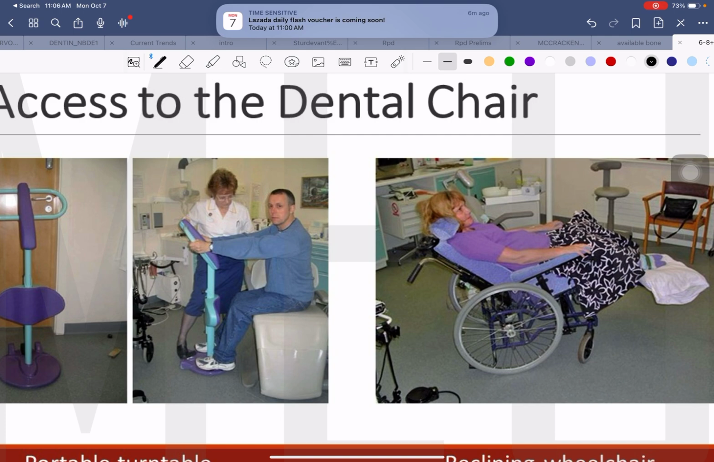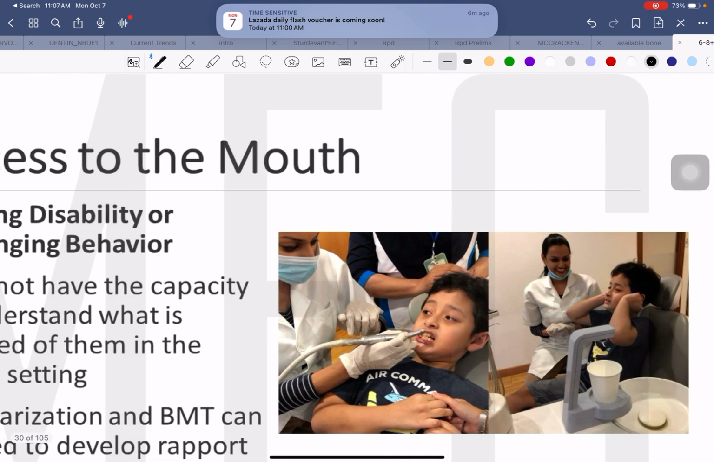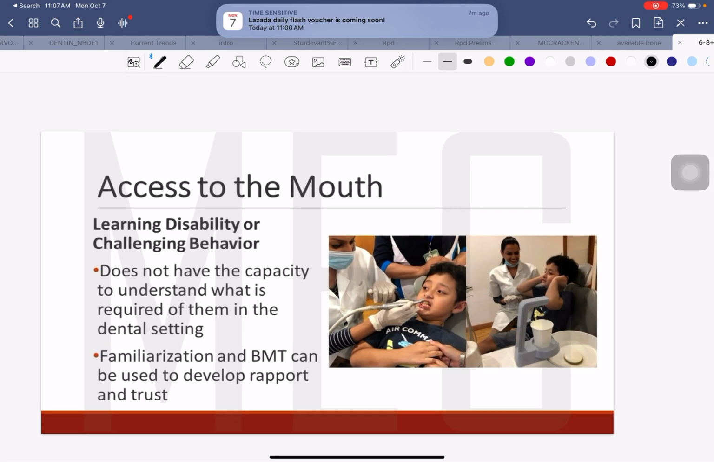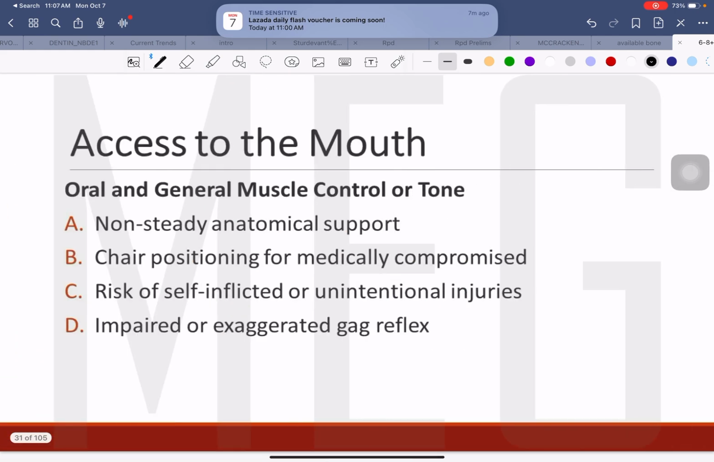Access to mouth. For learning disability or challenging behavior, they do not have the capacity to understand what is required of them in the dental setting, especially for patients with learning disability. That's why you have to introduce the procedure repeatedly. So familiarization and behavior management techniques can be used to develop rapport and trust. So before you do the procedure, you have to desensitize the patient.